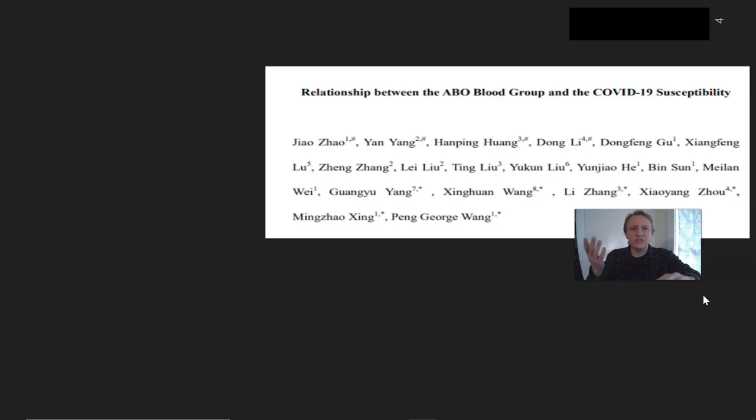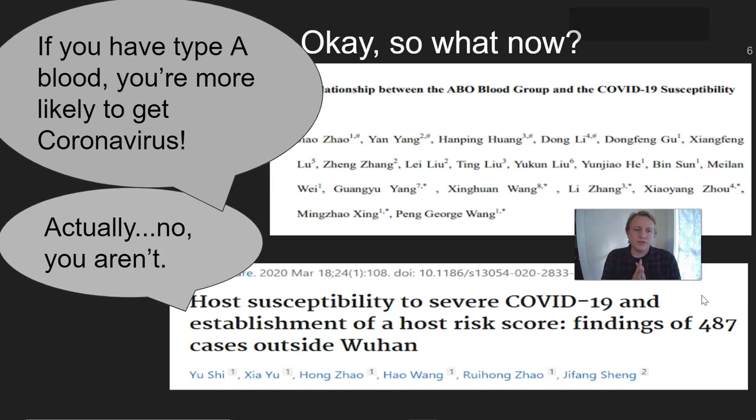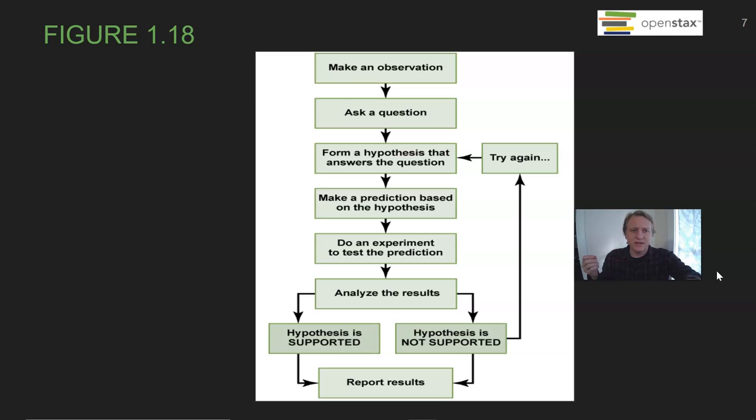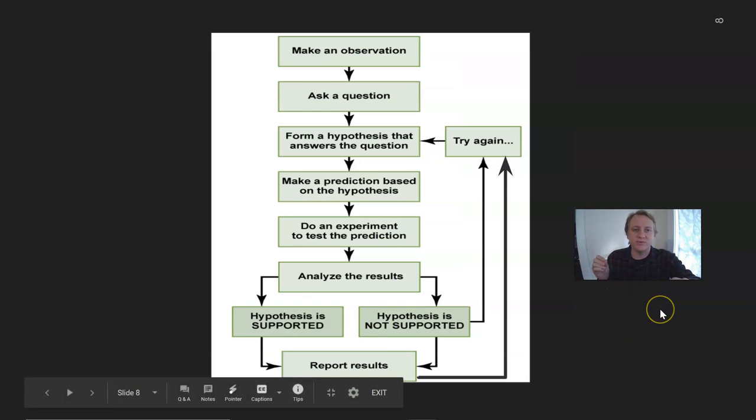And the conclusion that these researchers came to was that if you have a certain blood type, you are more likely to get coronavirus or SARS-CoV-2. Shortly thereafter, though, another paper came out and said, well, actually, no, that's not necessarily true, guys. You need to do something else because we got completely different results. And so then you ask yourself, does this paradigm work? And the answer is yes, and that is because of the process of peer review.